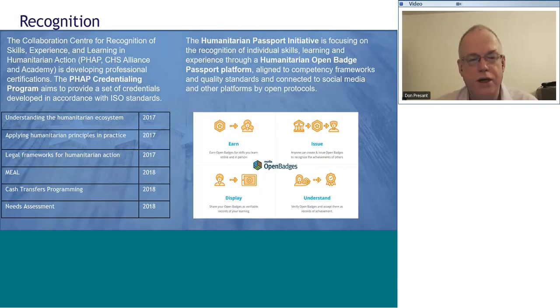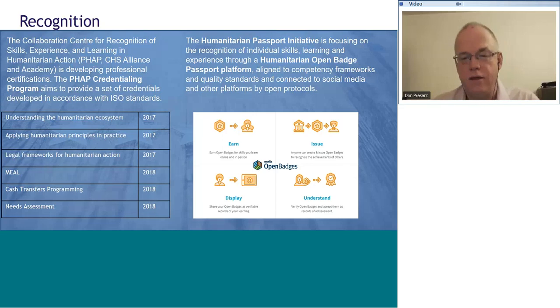So just a little more detail about this. I'll show you a diagram a little later on, but one of the elements of the Humanitarian Passport is a collaboration center for recognition of skills. And they're developing a series of certifications of knowledge of the core humanitarian competencies framework. So you see the first three that have 2017 on the left there. Those are now out there and badged, and you can test yourself against that knowledge and be certified for that knowledge, which could help you in your career.